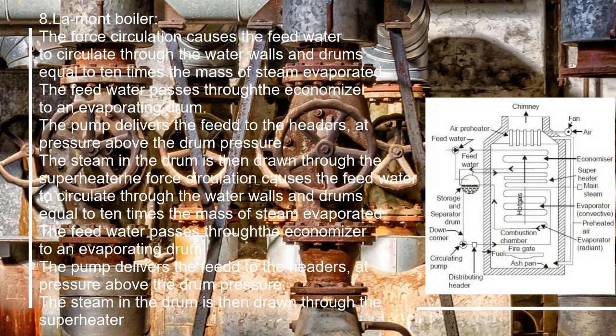The feed water passes through the economizer to an evaporating drum. It is then drawn to a circulating pump through the tube. The pump delivers the feed to the headers at a pressure above the drum pressure. The header distributes water through the nozzle into the generating tubes acting in parallel. The water and steam from these tubes pass into the drum. The steam in the drum is then drawn through the superheater.